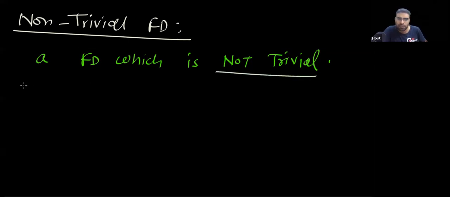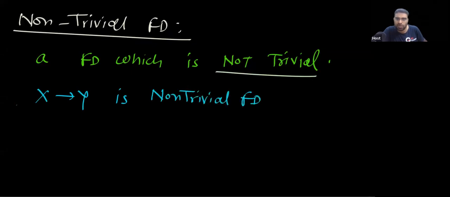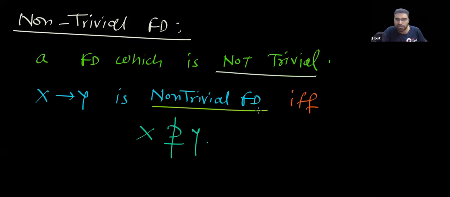In simple words, when can I say X determines Y is non-trivial? I can say this is a non-trivial FD if and only if X is not a superset of Y. Then this will be called a non-trivial functional dependency. Is this clear? Very simple point. So remember, if it is not trivial, then it is non-trivial.